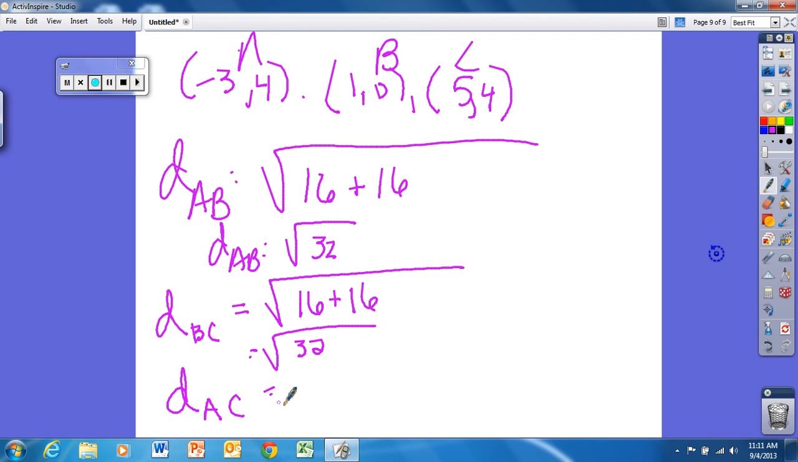The change in x values from A to C is 8, squared is 64. And the change in y values is 0. So that equals 8.